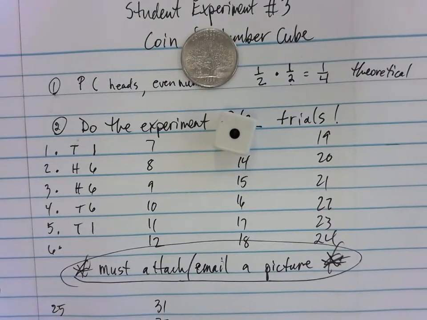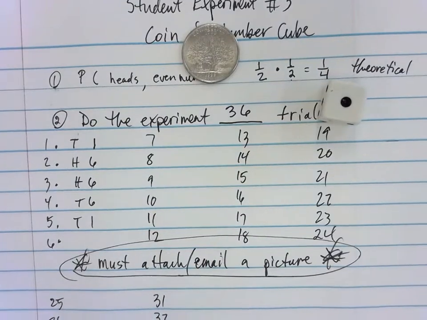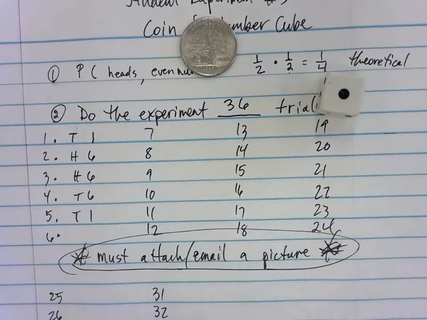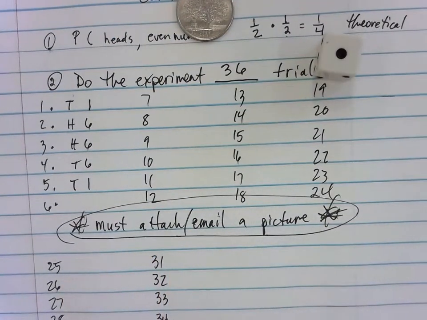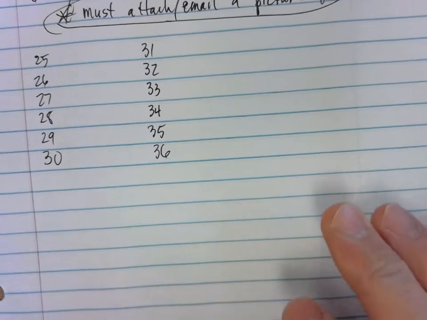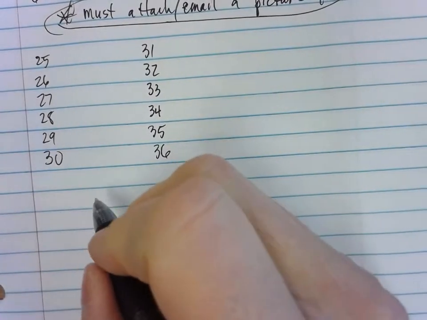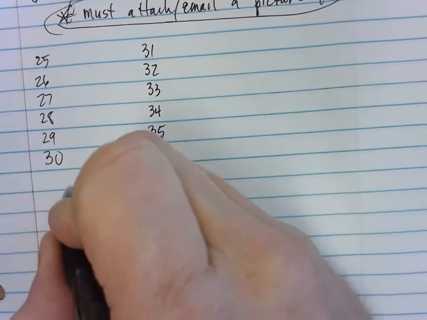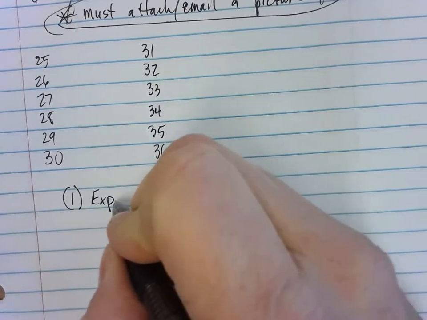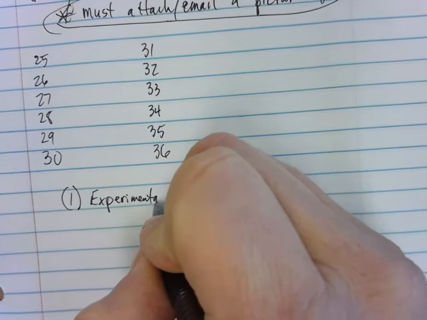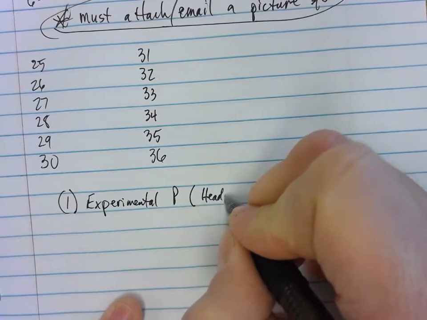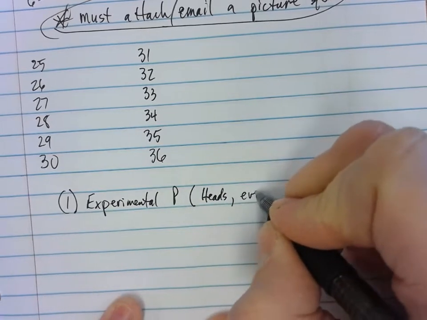36 times. You got me? You're going to make a little chart just like I'm doing here. You don't need to use those. You need to do your own. I was just showing you how to do it. You must email me and attach a picture of your work. So after you do it 36 times, I am going to give you some questions. I'm going to write a few of them down here. I may add to it, but at least I'm going to give you a couple of them I know I'm going to ask you. So down here, I want you to tell me the experimental probability, from your experiment, of getting heads and an even number.